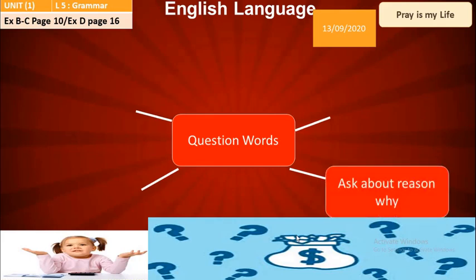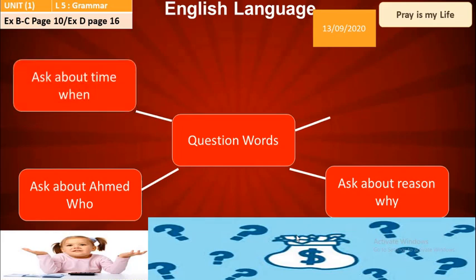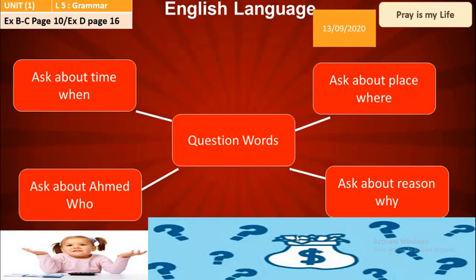If we want to ask about reason, we should use why. And if we want to ask about a person like Ahmed, we may need who. If we want to ask about time, you'll need when. And when you want to inquire about a place, the word where is needed.